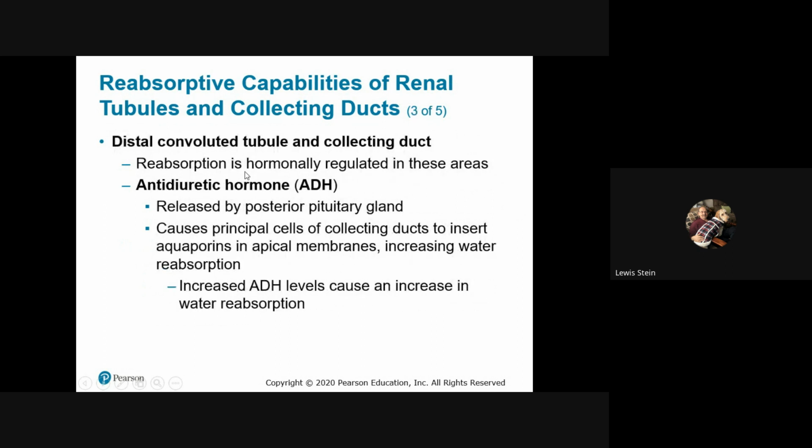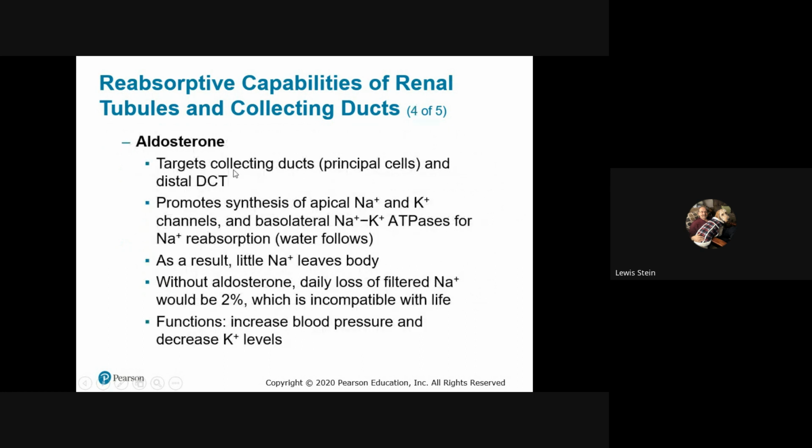Distal reabsorption is hormonally regulated. Antidiuretic hormone acts on the collecting ducts to insert the aquaporins, increasing water reabsorption. Aldosterone acts mostly on the collecting ducts and the distal convoluted tubule, promoting synthesis of certain types of channels. You don't have to go into the detail. So we're able to retain sodium. In the absence of aldosterone, someone with a faulty adrenal gland mechanism would be continuously losing sodium and couldn't survive.